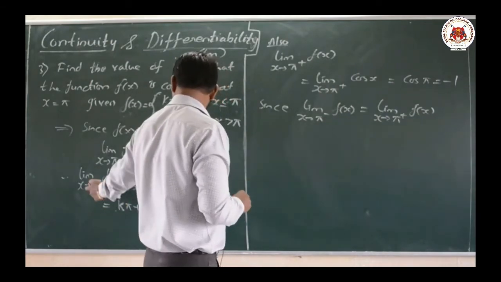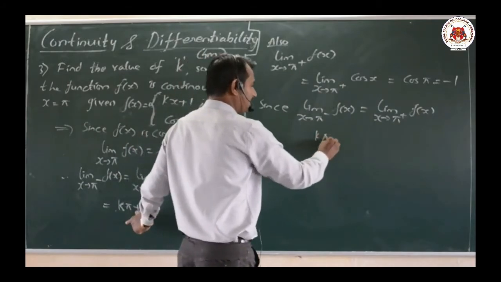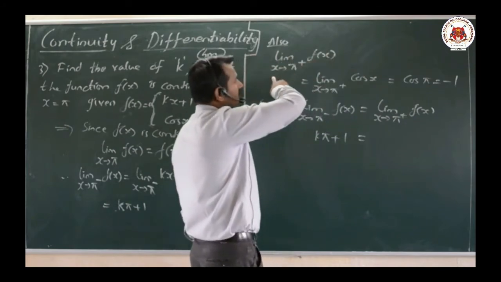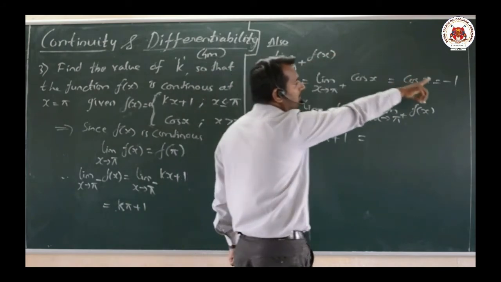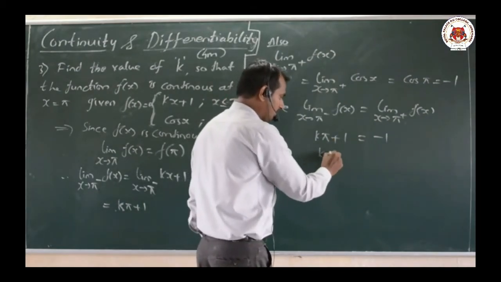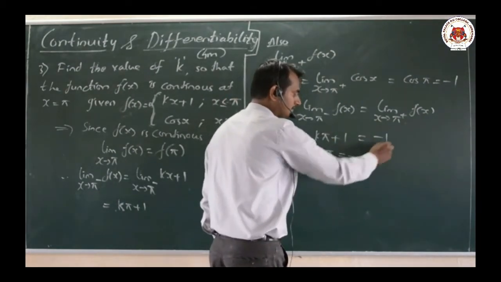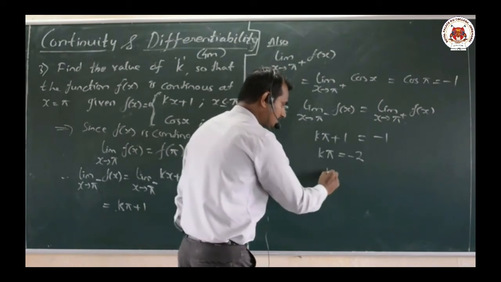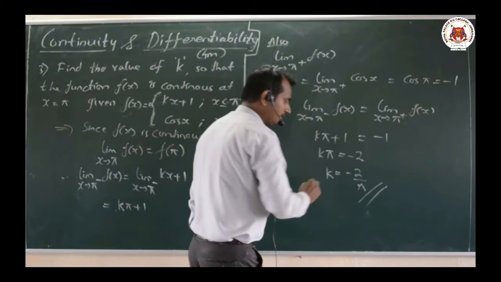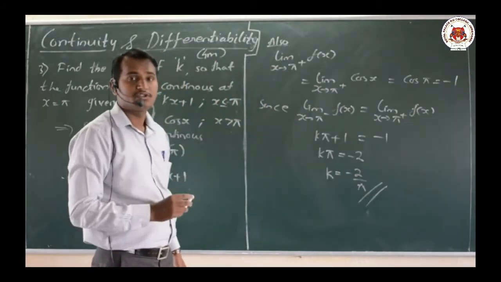The left hand limit value will be k pi plus 1. And what is the right hand limit here? That is, the limit as x tends to pi plus f of x. The value is minus 1. Now I will find out the value for k: k pi plus 1 is equal to minus 1, so k pi becomes minus 2. Therefore the k value is minus 2 by pi. That is your required result asked in a question paper for 4 marks.